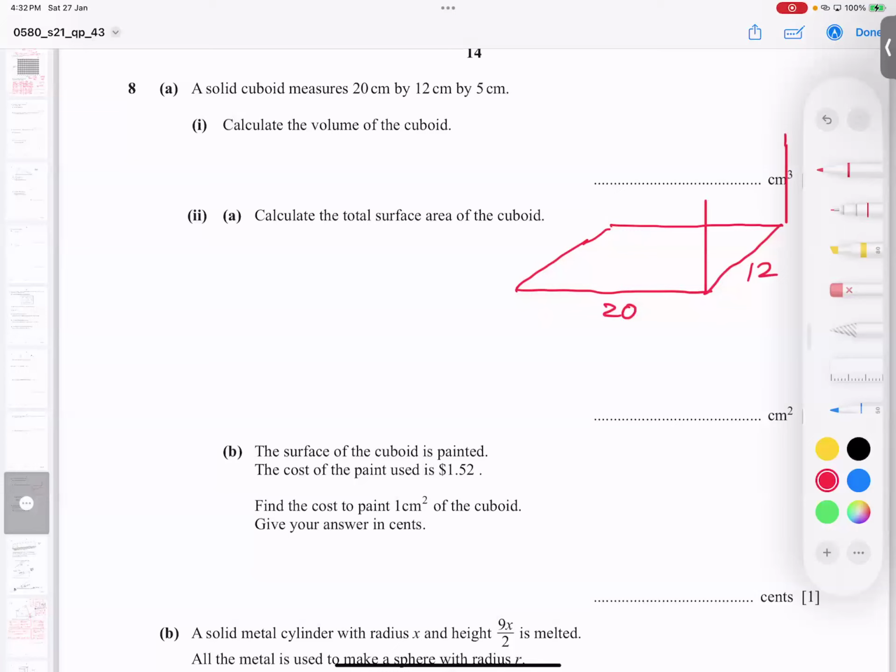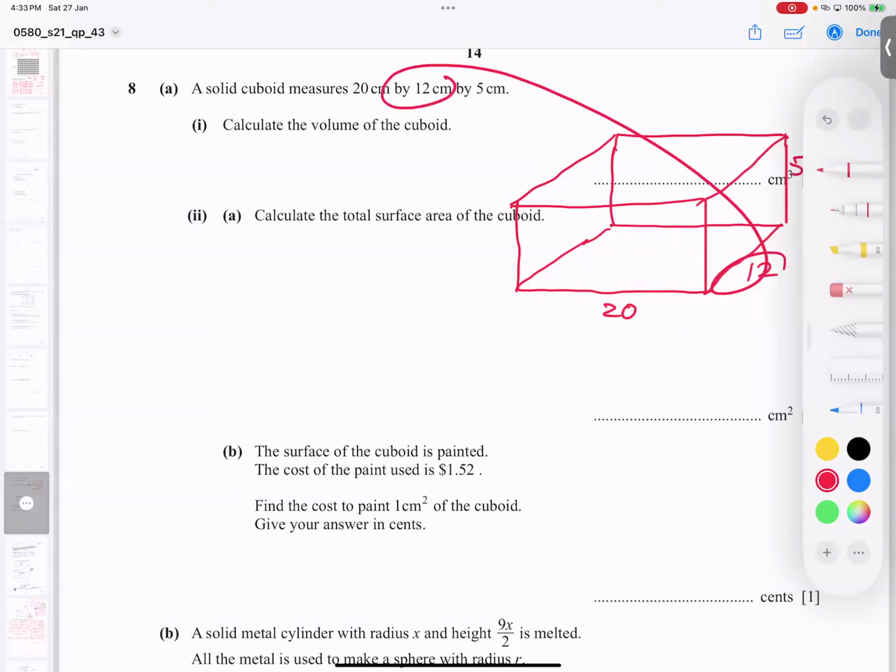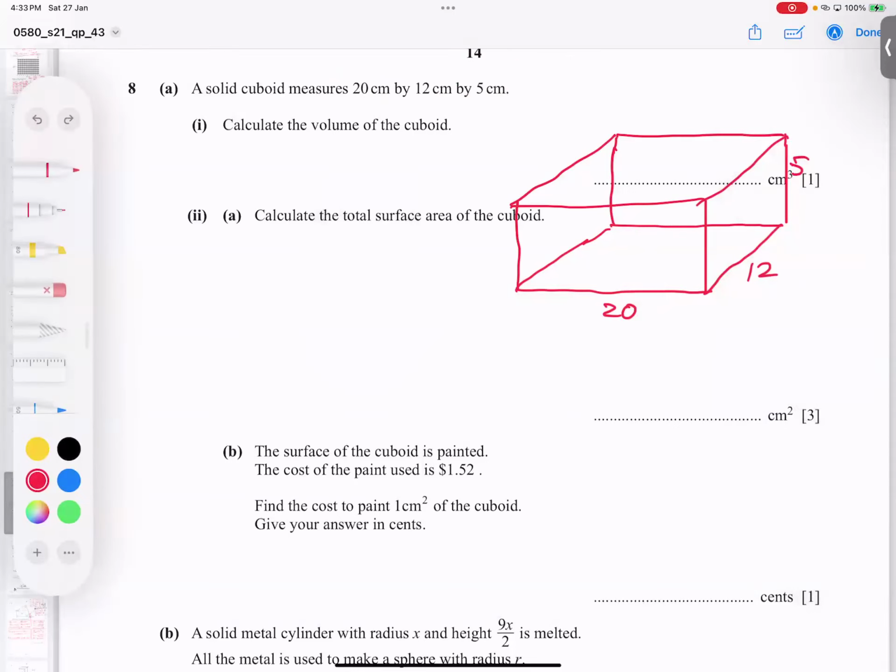Okay, so I think you understand what is going on. This is a 5, this is a length 20, this 12 here, and this is a 5 here. If you don't make this kind of diagram in an exam, no problem at all. Just for the sake of understanding I'm doing it. For your knowledge, this is called a prism. A cuboid is always a prism.